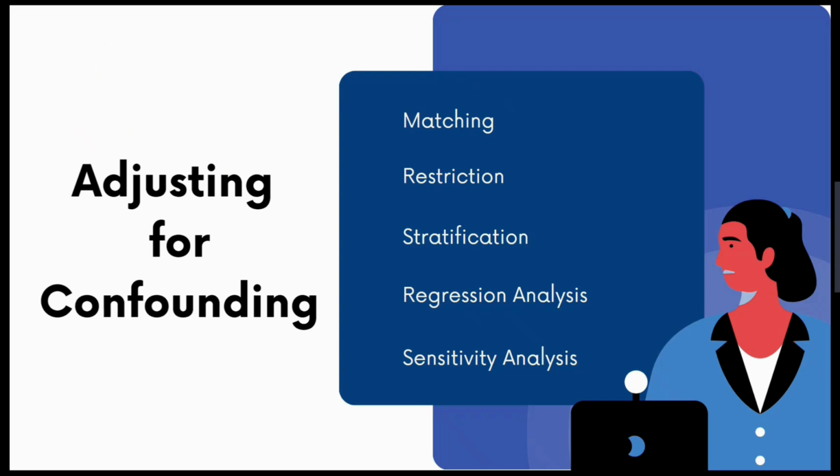To adjust for confounding, researchers may use one or more of the following options. They may choose to use matching to make sure the participants are as similar as possible to each other, or there is restriction, where participants are removed based on one or more confounders they have. There are also data analysis processes which can check for confounding, such as stratification, regression, and sensitivity analysis.